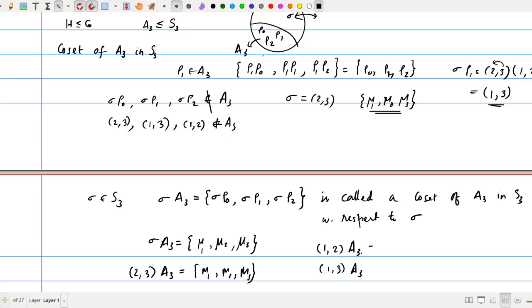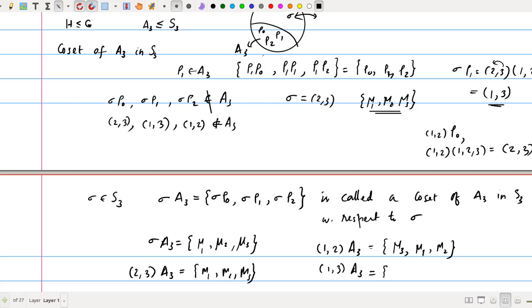So if you evaluate all the elements of this, you will get the same set. First of all you evaluate (1 2) times A3, that is (1 2) times rho naught. (1 2) times rho naught is (1 2) itself, that is our mu 3. Similarly you can write (1 2) times rho 1. What is rho 1? Rho 1 is (1 2 3). So what is the image of 1 here? 1 goes to 2, 2 goes to 1. So 1 is fixed, and we can evaluate the images of the other two. Since 1 is fixed, the other two will be (2 3), and (2 3) is nothing but our mu 1, and finally we will get mu 2.